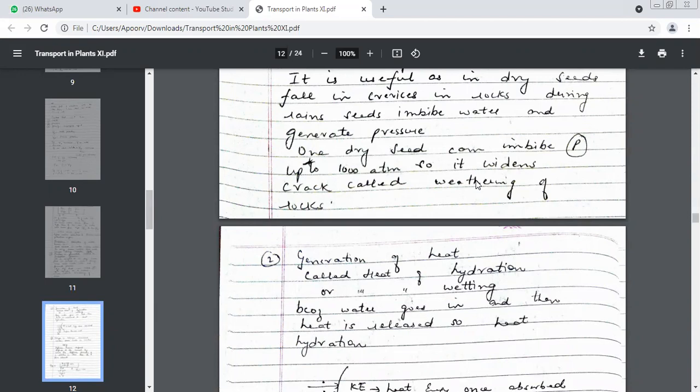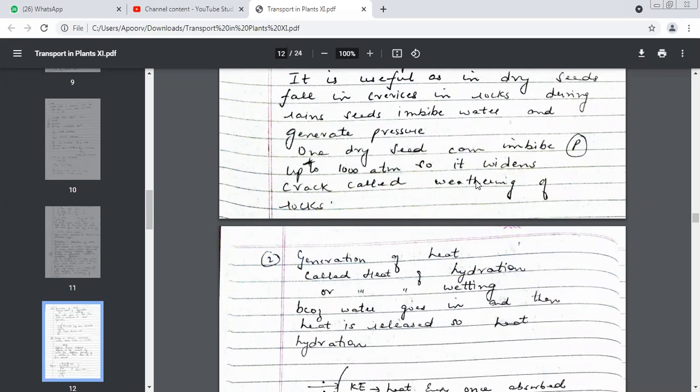You will be amazed to know that one single seed, only one seed, if it falls in the crevice of a rock and it imbibes water, it can generate a pressure of 1,000 atmospheres. One such imbibition pressure it can exert. Tell me, how much pressure can it exert? 1,000 atm. So one seed, 1,000 atmospheres.